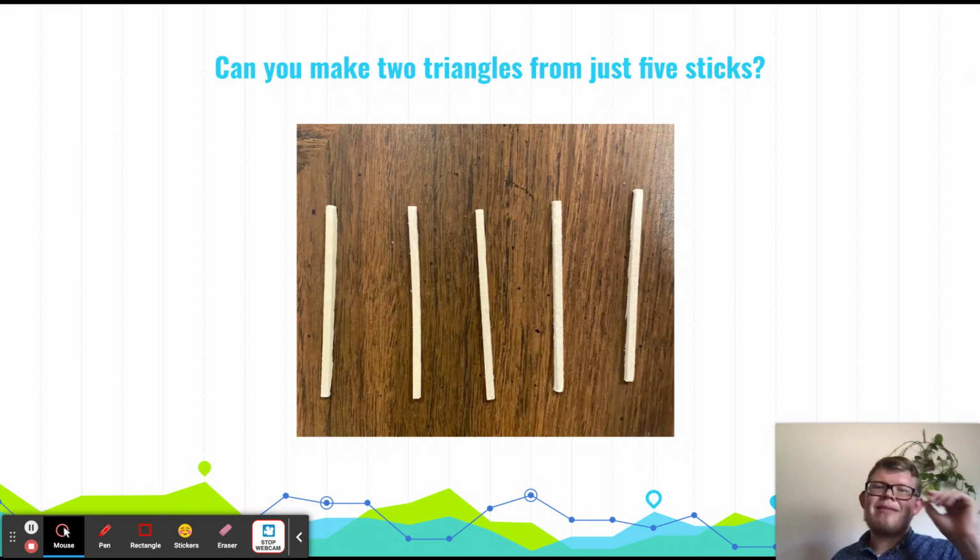All right, now we're going to go ahead and break out those sticks. Go ahead and take out 5 sticks, and here's your challenge. Can you make 2 triangles from just 5 sticks? So only using 5 sticks, not 4, not 6, but 5, can you make 2 triangles? There's a couple different ways to do this. Okay, go ahead and pause the video now, take a shot, and go ahead and resume the video when you think you have your answer. Pause the video now. If you haven't paused it, we're going to talk about the answer in 3, 2, 1.